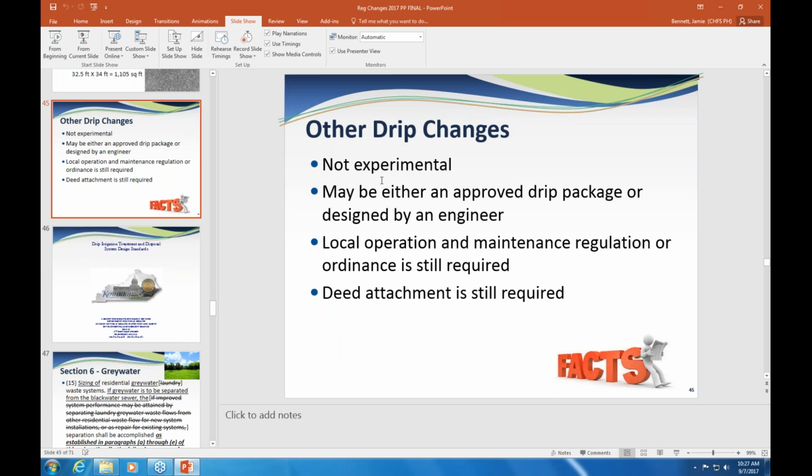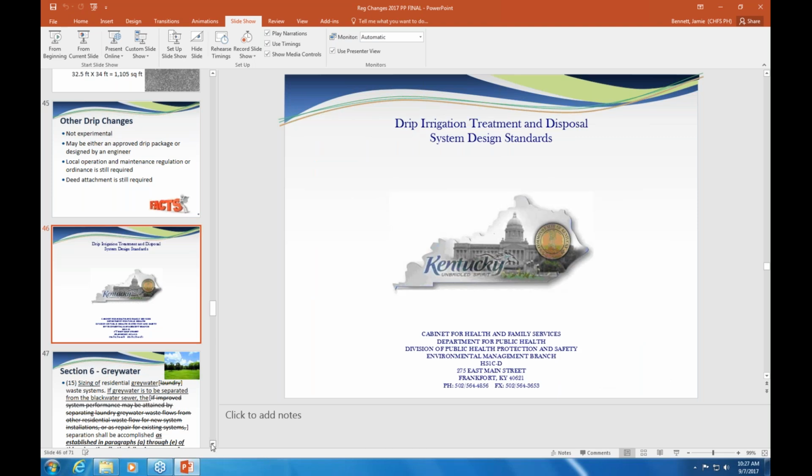Okay, other drip changes. It's not experimental any longer. It may be either an approved drip package or designed by an engineer. What that means is what we call off the shelf: if it's already an approved drip package, then they can use it. Or a professional engineer can mix and match pieces to come up with their own design. Local operation and maintenance regulation or ordinance is still required, and you still have to do the deed attachment.